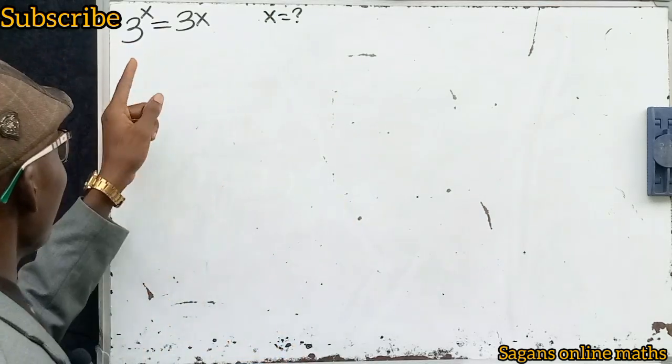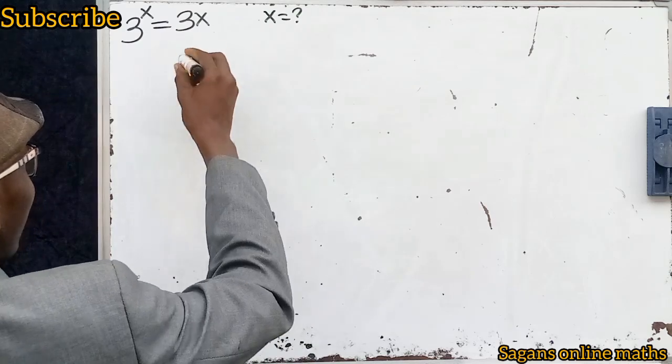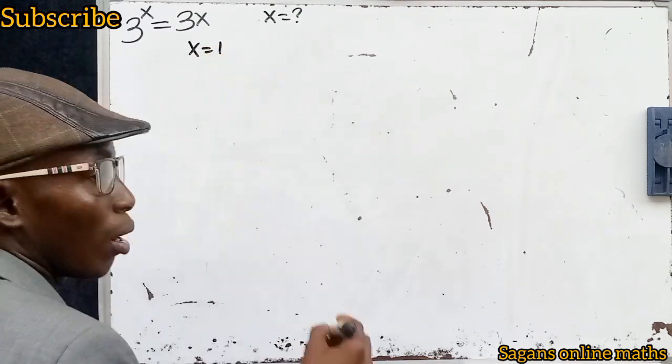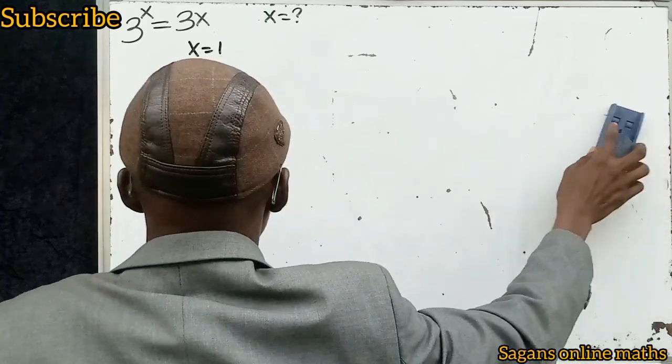We can say that if x is 1, then 3 to the power of 1 is 3 and 3 times 1 is 3. It means that x is equal to 1. But how? So pay attention, okay?